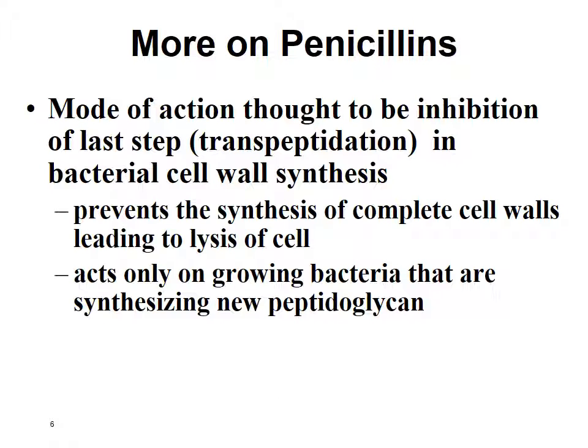So the mode of action of the penicillins is thought to be the inhibition of the last step in bacterial cell wall synthesis. And this step is called transpeptidation. So penicillins prevent the synthesis of complete cell walls, and this leads to lysis of the bacterial cell. Penicillins act only on growing bacteria that are synthesizing new peptidoglycan.